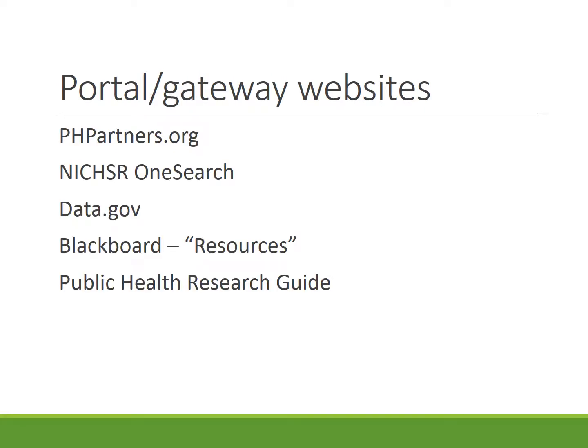So if you can't go directly to the source, move on to portal websites or gateway websites. These are web pages that are collections of links. They're usually put together by individuals or organizations, and they contain lists of links to the resources that are most likely to contain the information you need. phpartners.org is an excellent gateway website, and I'd recommend checking that out. On your Blackboard page for this course, there's a resources section which contains many helpful links, as does the Public Health Research Guide, which you can find on the library website.